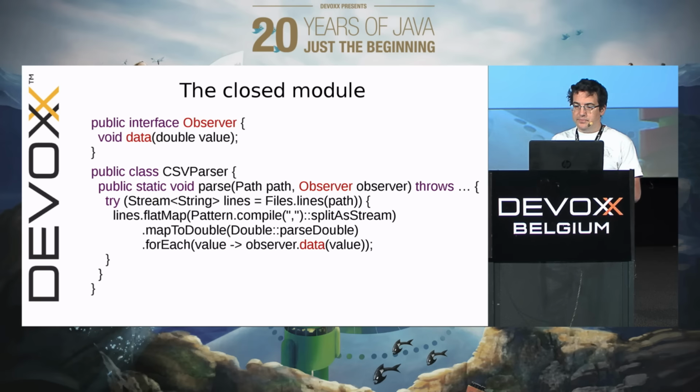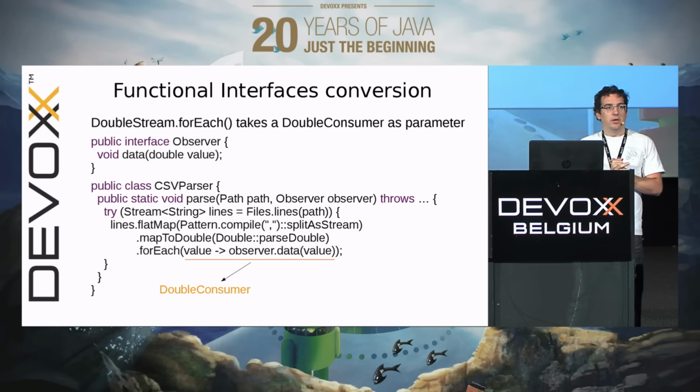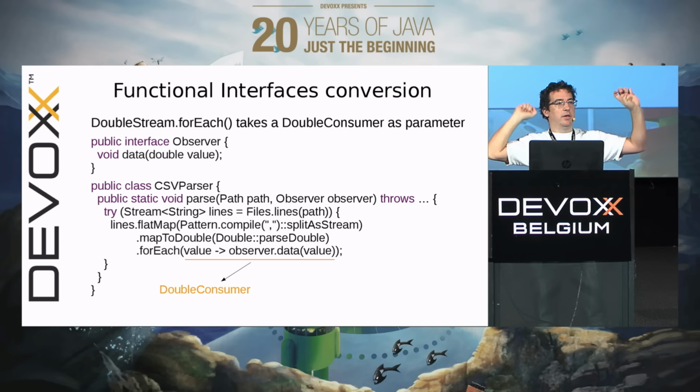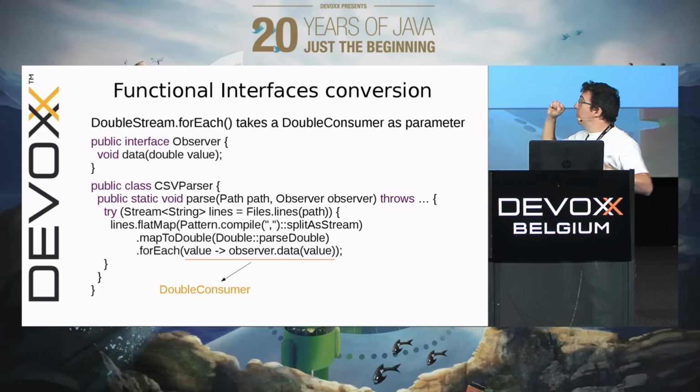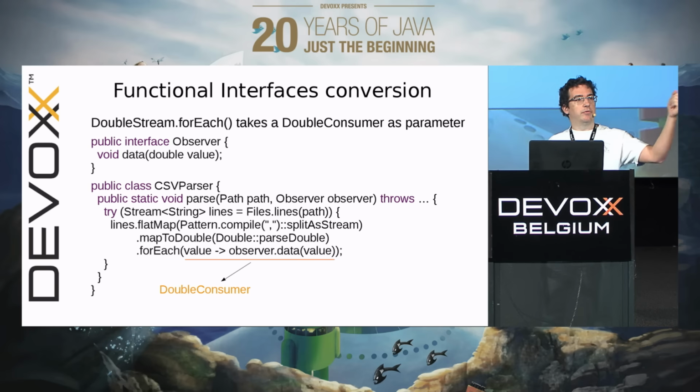Here there is a nice thing, which is the method forEach, which is called on the result of mapToDouble, and mapToDouble returns a DoubleStream. It's a stream of double which is returned. And my method forEach takes a DoubleConsumer. A DoubleConsumer is a function type that takes a double and returns void. So forEach takes a DoubleConsumer, and here I want to call it with an observer, which is something that takes a double and returns a void.